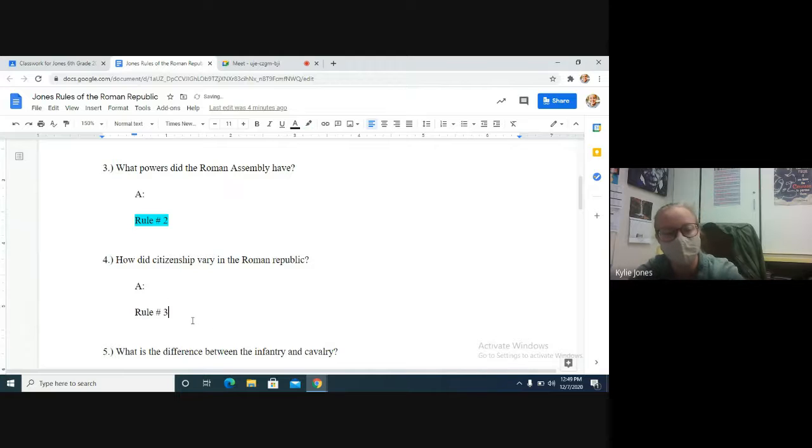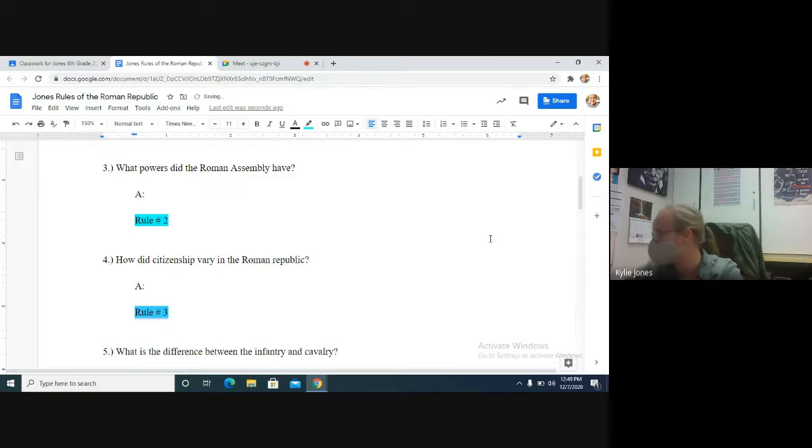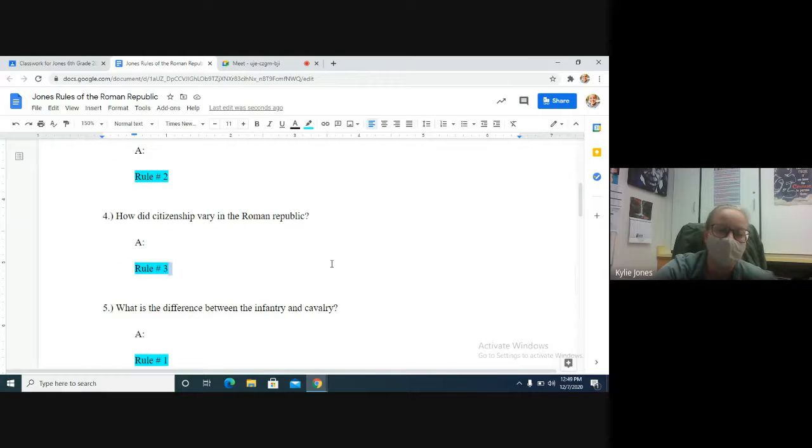Good. That goes with rule number 3. Okay, so number 4 goes with rule number 3. Sorry if all the numbers are confusing, but I think you guys are understanding what we're coming from, right? Well, if you look at rule number 3, you're going to find the answer to the question number 4 in those paragraphs.